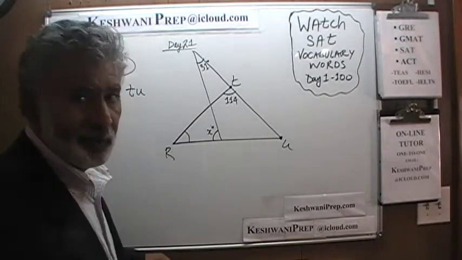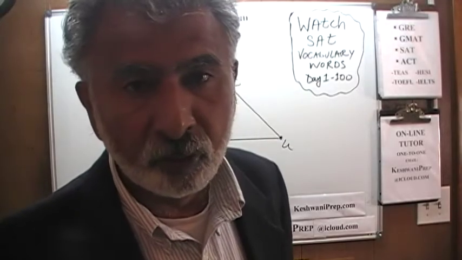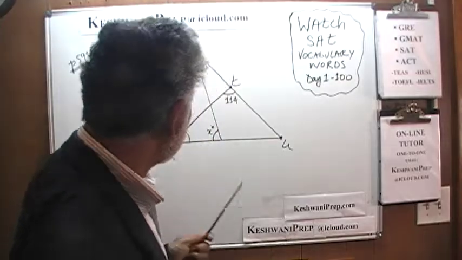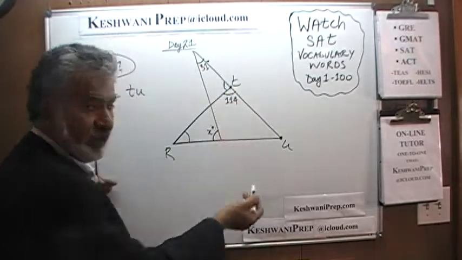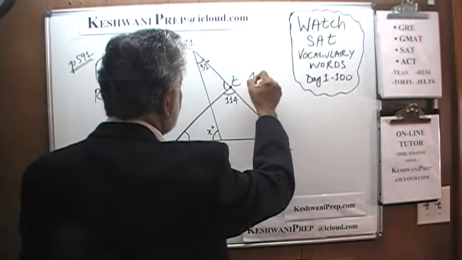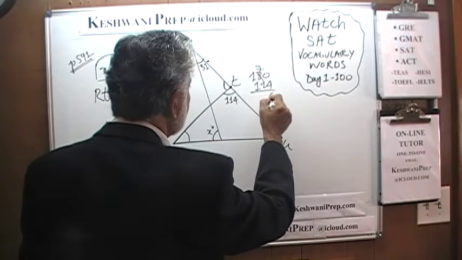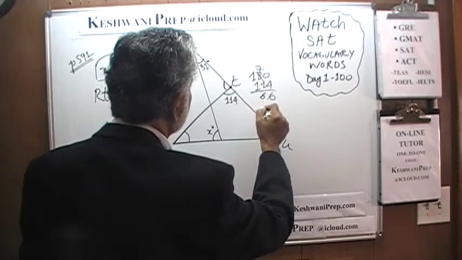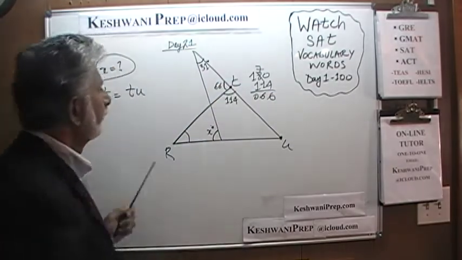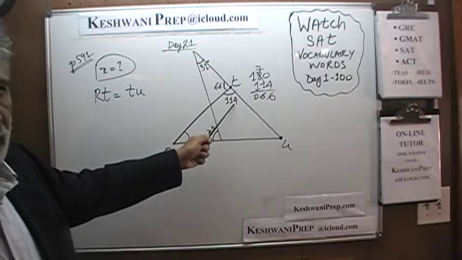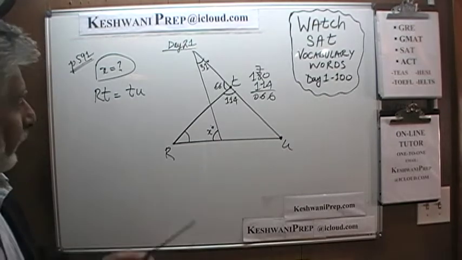So let's begin. We can begin in any sequence we want. It makes absolutely no difference, as long as your logic is correct and your math is correct. I'm going to start with the easiest one. This is 114, which means this angle, because it's a straight line, has to add up to 180. 180 minus 114 is 66. Well, that makes sense. 66 plus 4 is 70, and 70 plus 110 will be 180. It is 66. So that part is done. This angle is 66.